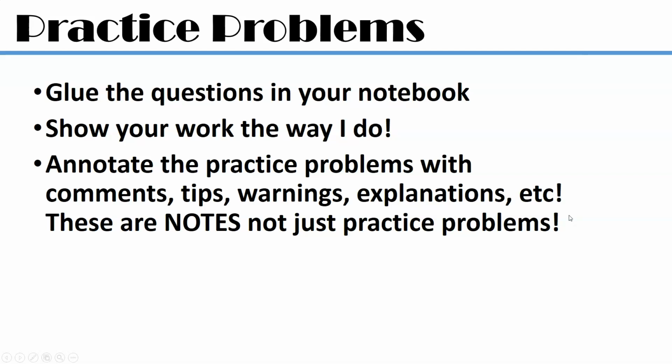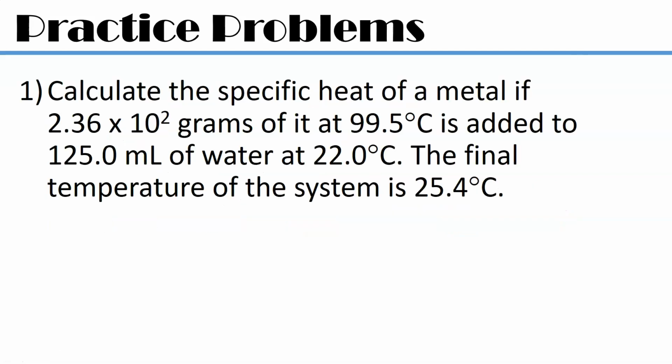All right, so first practice problem. Calculate the specific heat of a metal if 2.36 times 10 to the 2 grams of it are at 99.5 degrees added to 125 mils of water at 22 degrees. The final temperature of the system is 25.4 degrees.